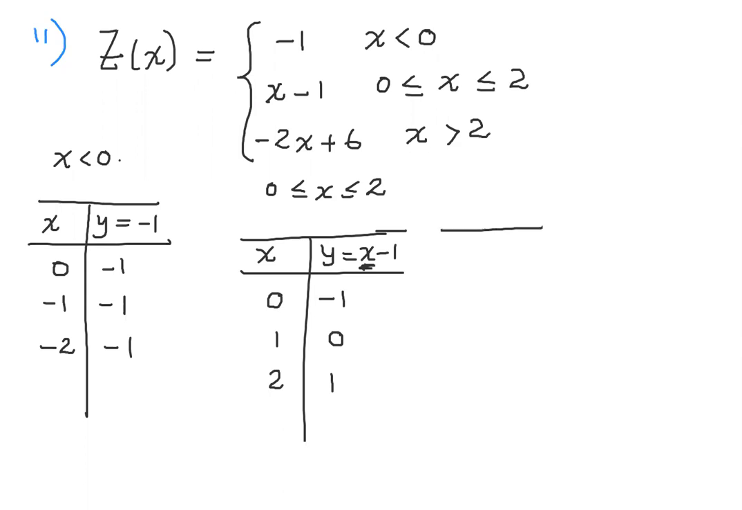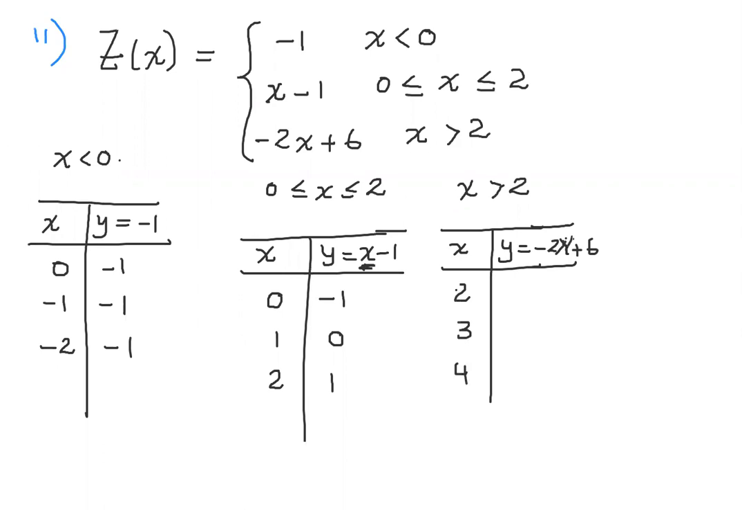And the last table is for all the x greater than 2. That means you can choose numbers greater than 2, and the function is given as negative 2x plus 6. But I'm going to include the 2 as well, then 3, 4. When I put 2, it's going to be 2, and when I put 3 here, it's going to be 0. When I put 4 here, it's going to be negative 2. Now you know why I include these numbers: because we have to keep that point an open circle here. That's why we have to put the end points.